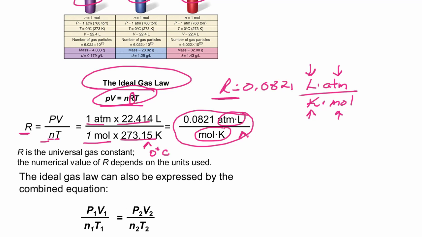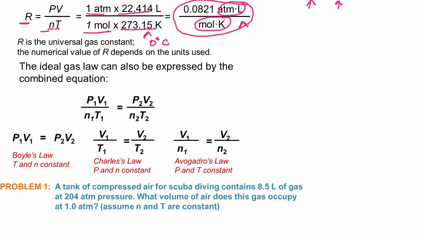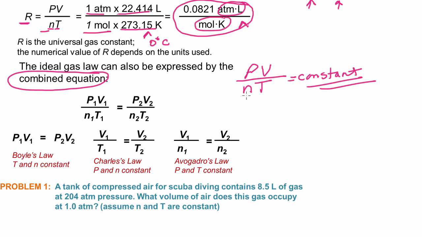correspond. Now, the ideal gas law can also be expressed by what we call the combined equation. Okay, so let's take a look at that. We talked about Boyle's law, so we have pressure times volume, and then we talked about Charles's law, that's volume over temperature, and we talked about Avogadro's law, volume over moles, and this is equal to a constant. Okay, here this includes all of the laws we talked about, including here pressure and temperature for Gay-Lussac's law.